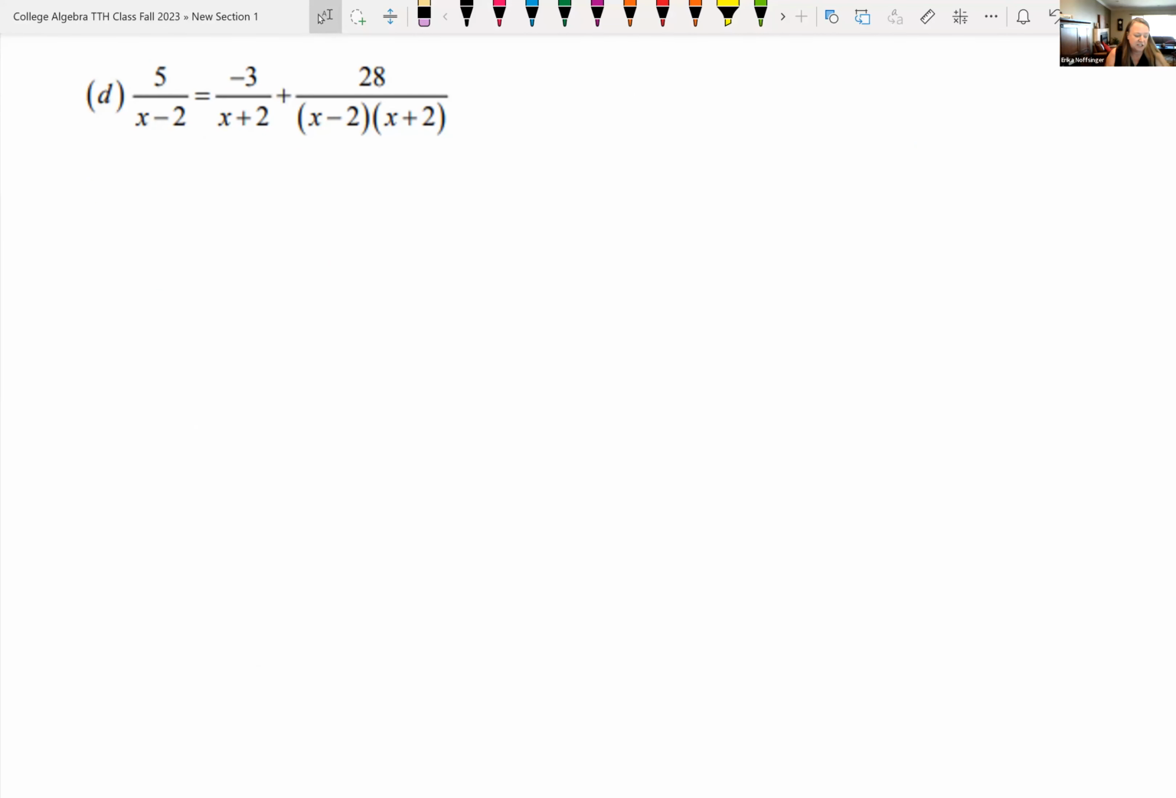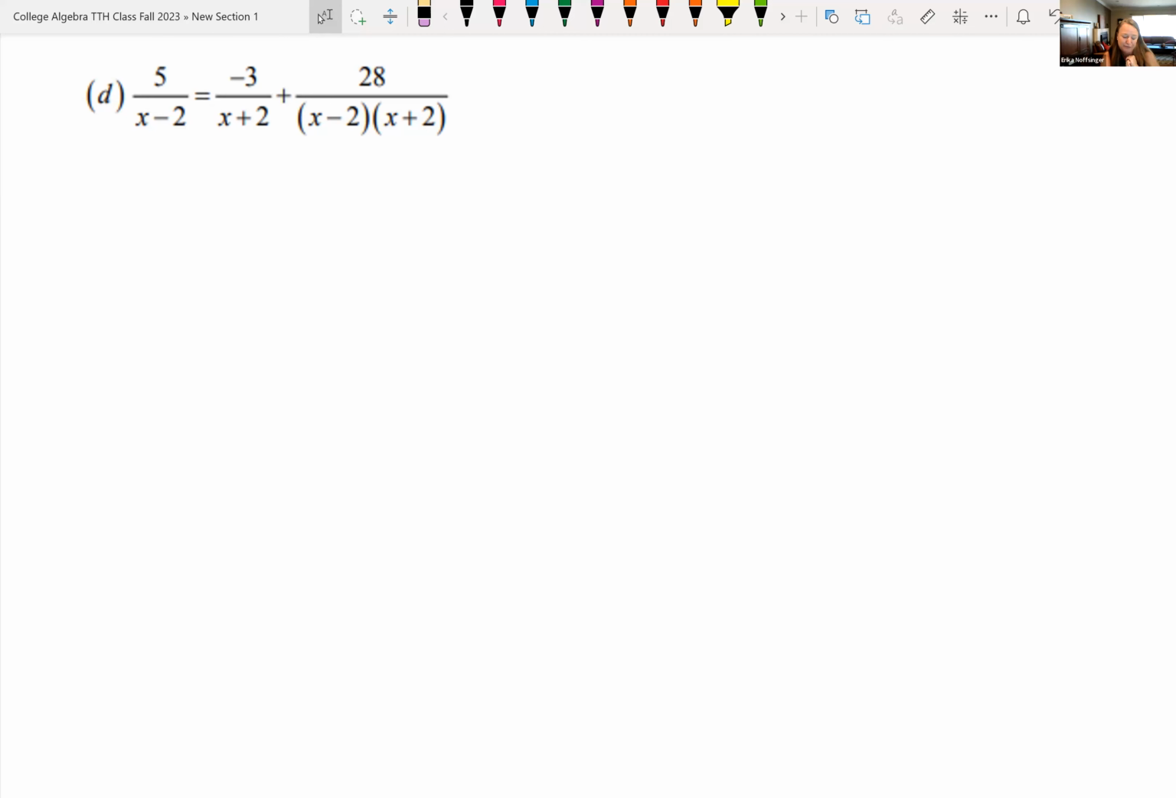So the next question, part D of 2, we have 5 all over the quantity x minus 2 is equal to -3 all over the quantity x plus 2, plus 28 all over the quantity of x minus 2 times the quantity x plus 2. All that x minus 2, x plus 2 is down in the denominator.